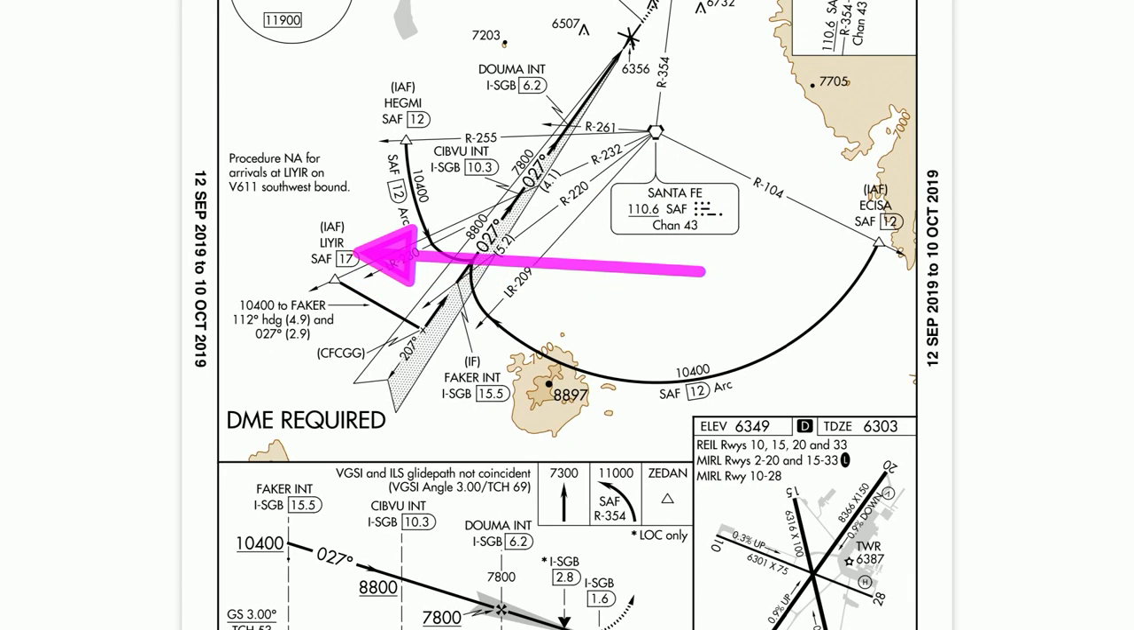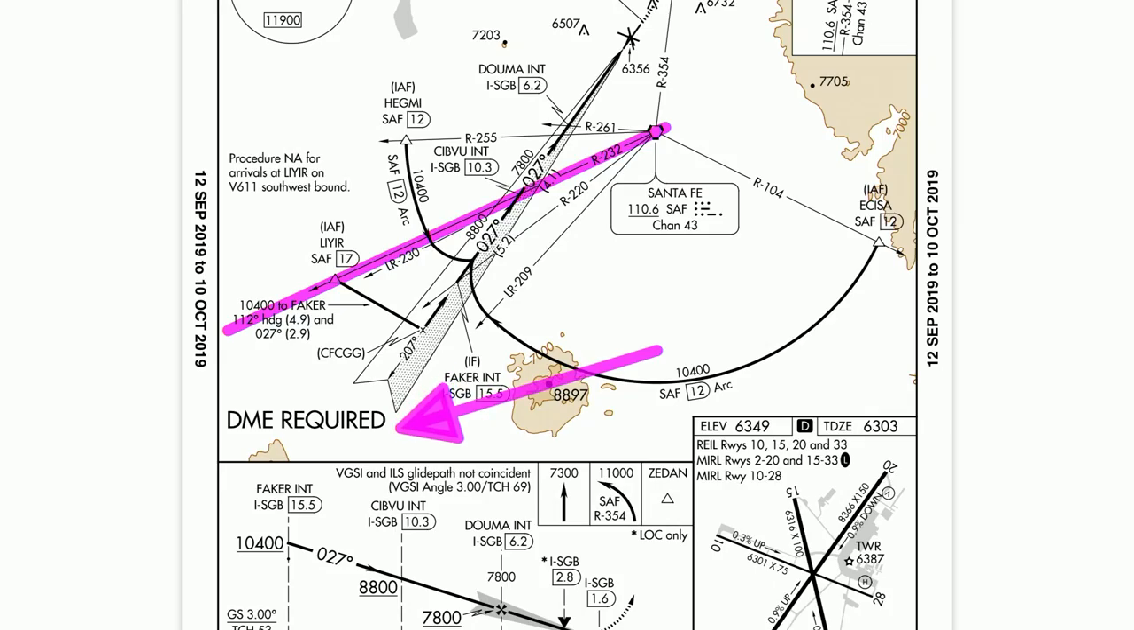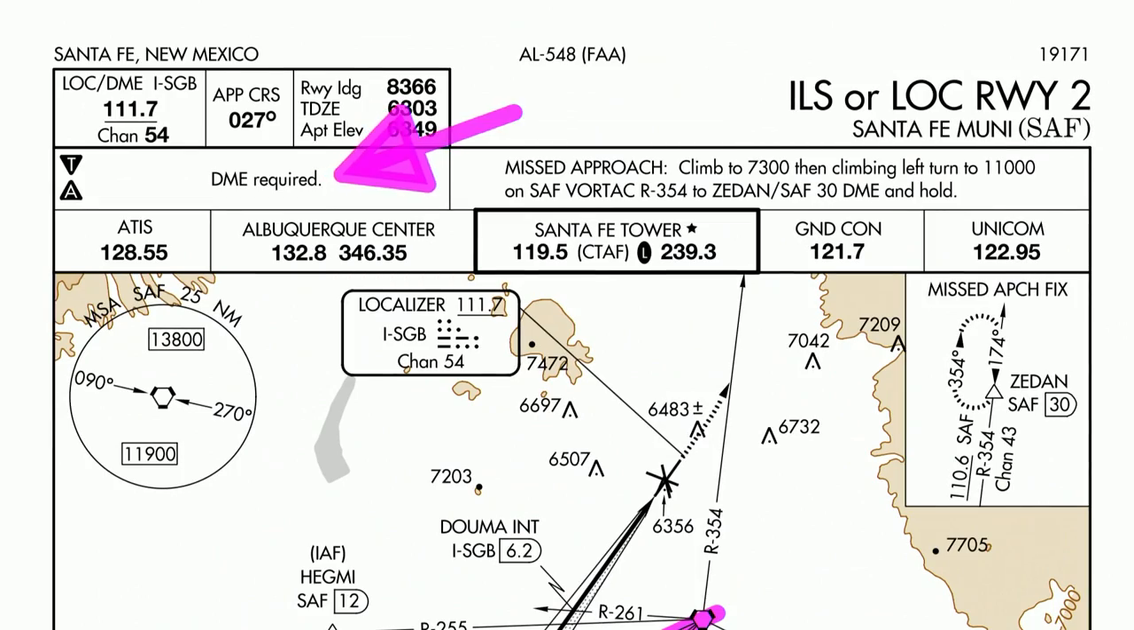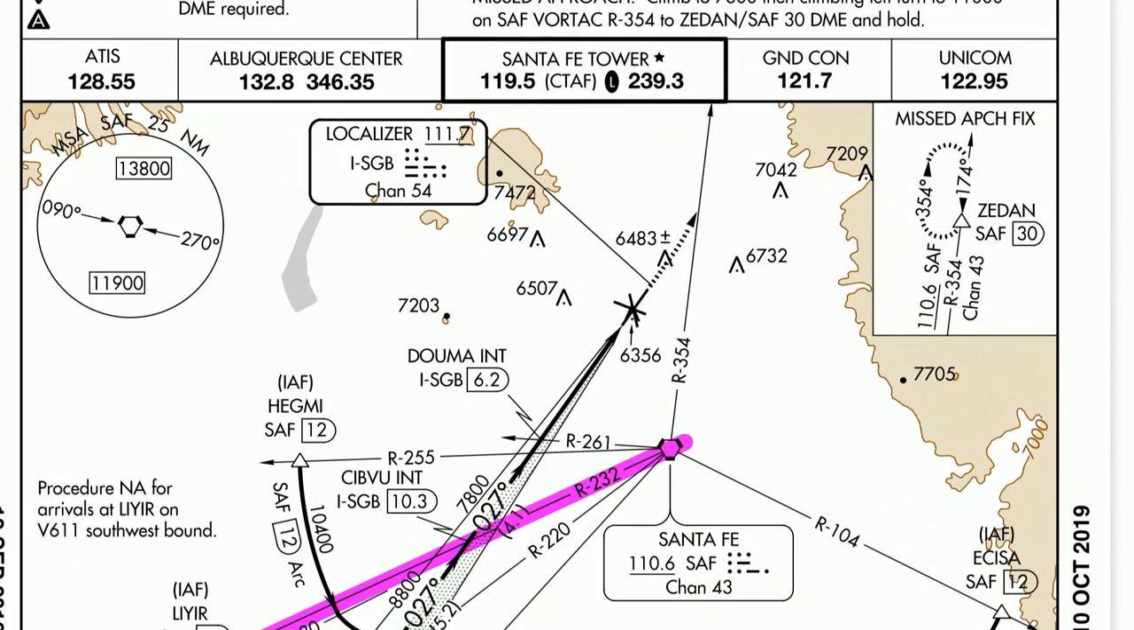But if you look at the Lear initial approach fix, you would actually need DME to identify it. It's a 17 DME point on radial 232. And if you look at the en route chart, what you'll actually find is that there's a Victor Airway that comes along here. This fix here is not an intersection that you can use a cross radial to define. The only way you'll know you're there is either with RNAV or with DME. So that's why the DME required to enter the procedure from the en route environment is here. And then again, it's up here because we need it for the missed approach procedure to identify ZDAN as well.